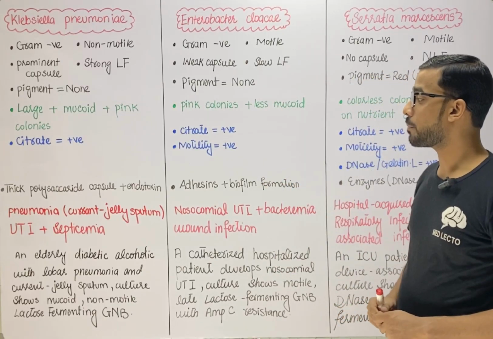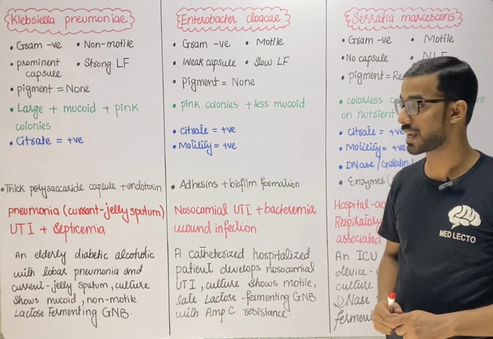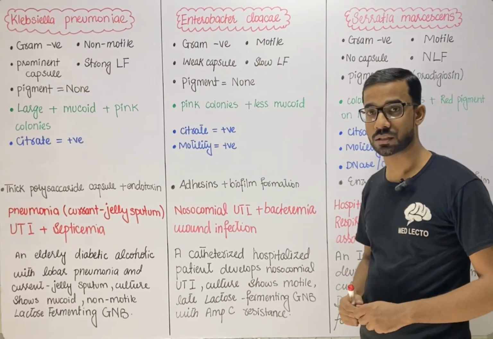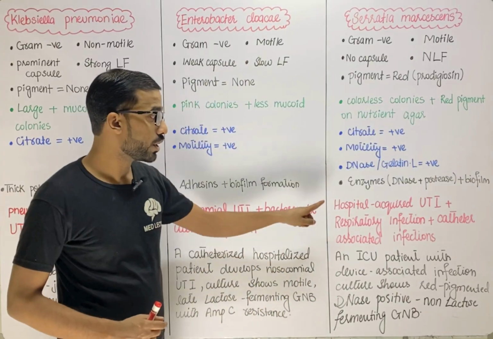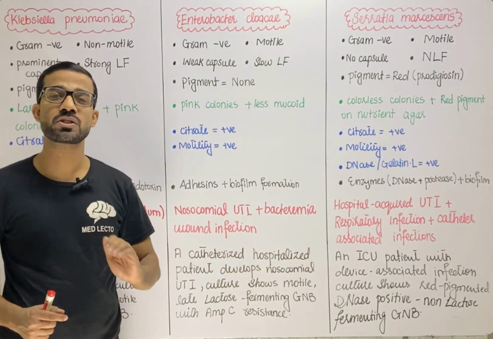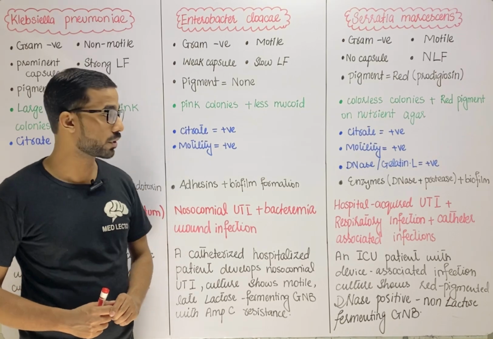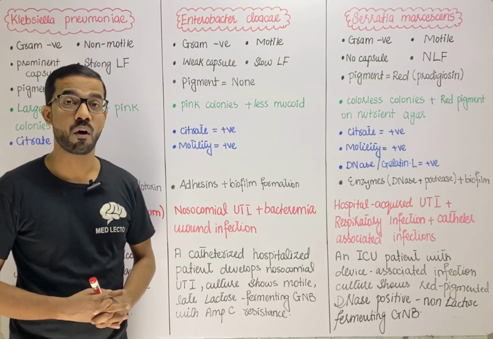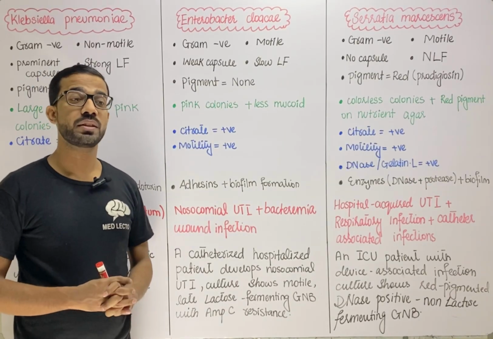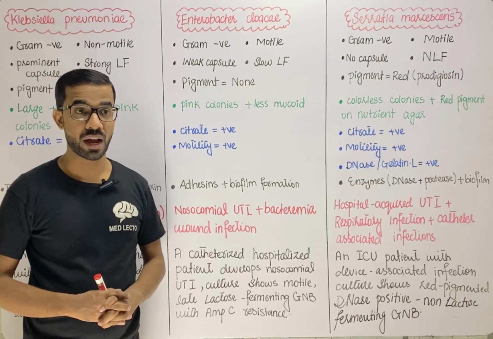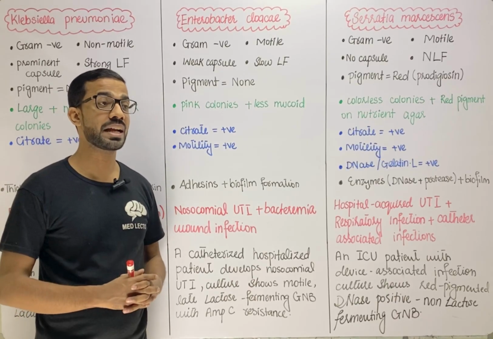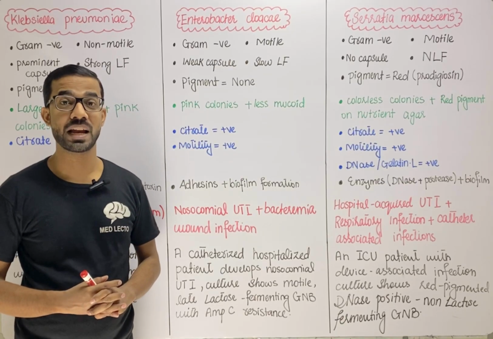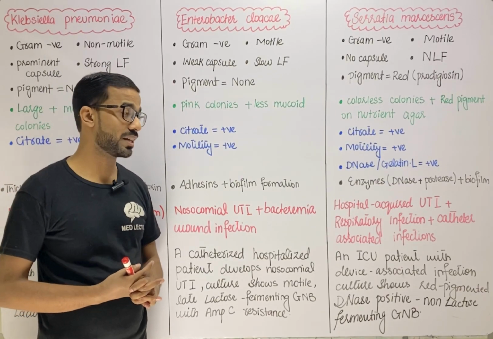You can also see the Enterobacter causes nosocomial UTI, urinary tract infections, bacteremia, bacteria in the blood, and wound infections. And Serratia causes hospital acquired UTI. So UTI is common in all of them. So that is an important thing. Respiratory infection and catheter associated infections are also seen with Serratia. So these are mostly hospital acquired. A patient can get these bacteria from the hospital. So basically these are hospital acquired infections in that case.